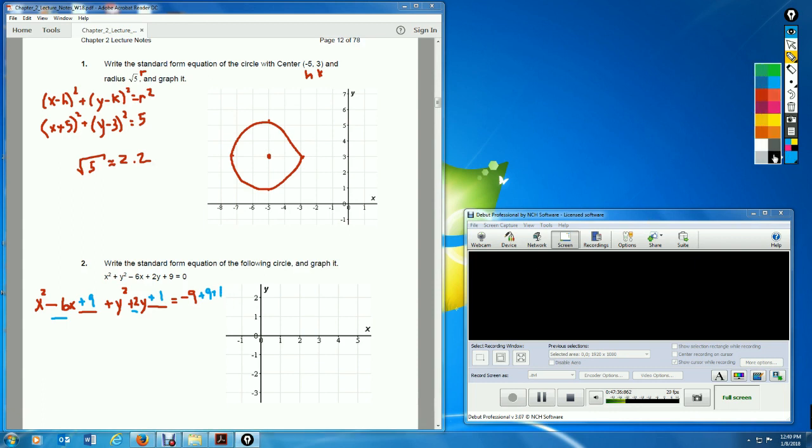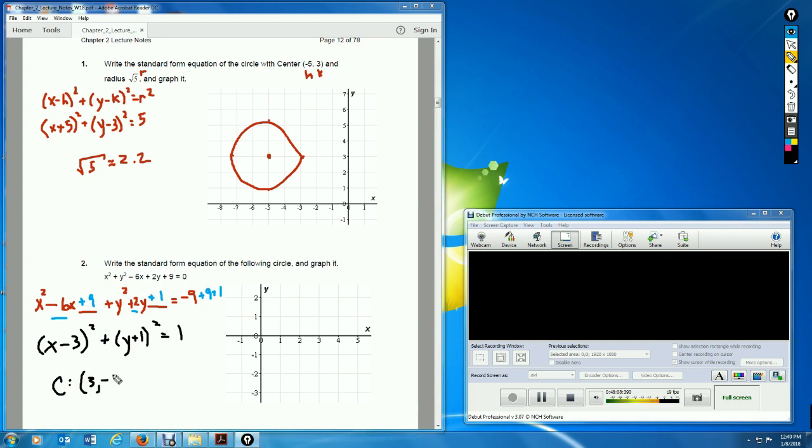All right, so now we've completed the square, and we can write these in factored form. So in other words, x minus 3 quantity squared plus, this would be y plus 1 quantity squared, and then equals 1. So from here we can read off the center, which is going to be the point 3, -1. And then we can read off the radius. The square root of 1 is 1.